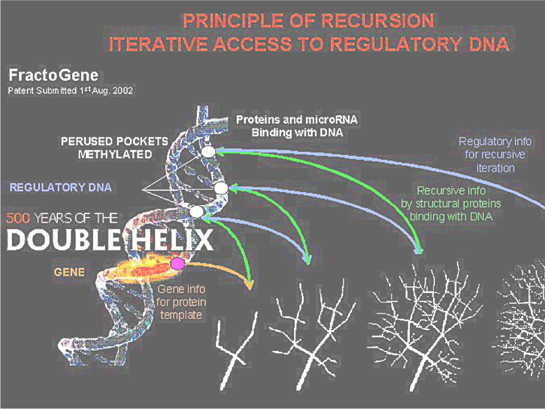Here you see the healthy state during the growth of the Purkinje cells: there is a green recursive intron with structural proteins binding with DNA, and regulatory introns for recursive iteration, proteins and microRNAs binding with DNA. And we have the paired-used pockets methylated.